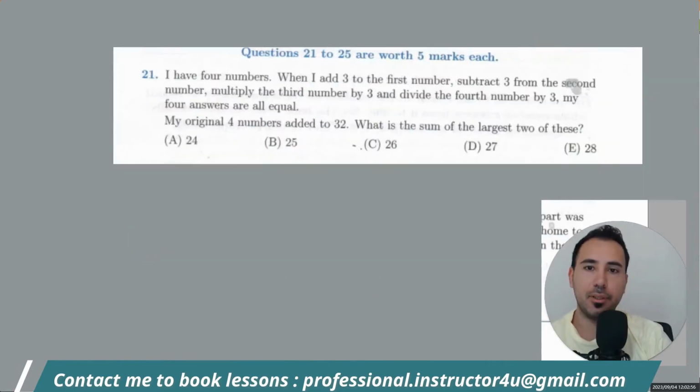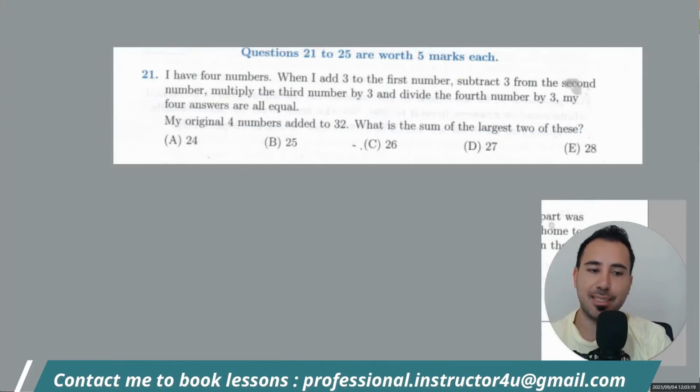I have four numbers. When I add 3 to the first number, subtract 3 from the second number, multiply the third number by 3, and divide the fourth number by 3, my four answers are all equal. My original four numbers added to 32. What is the sum of the largest two of these numbers?